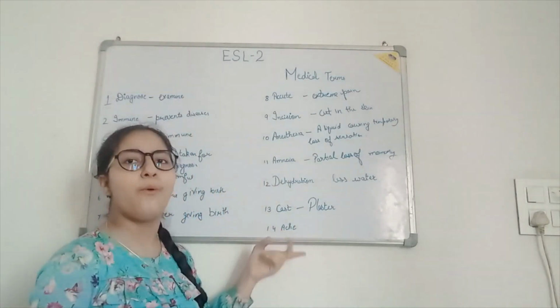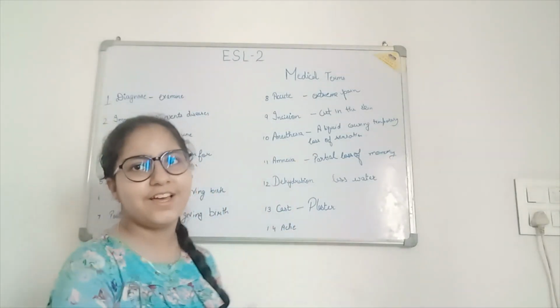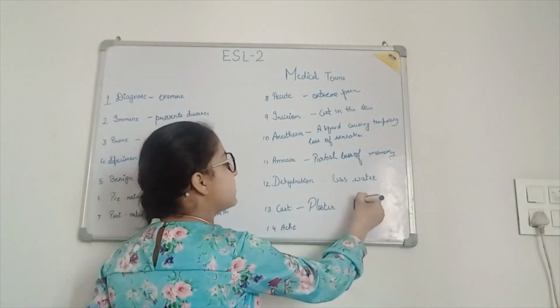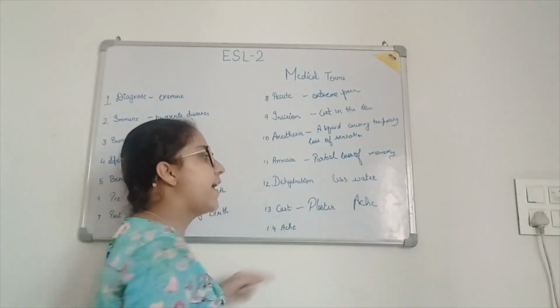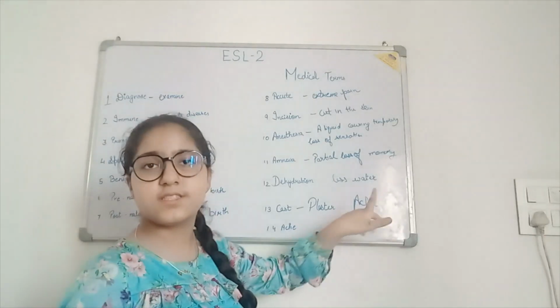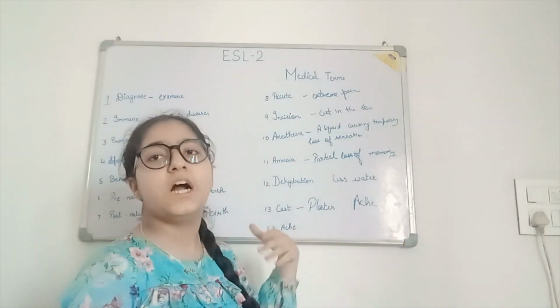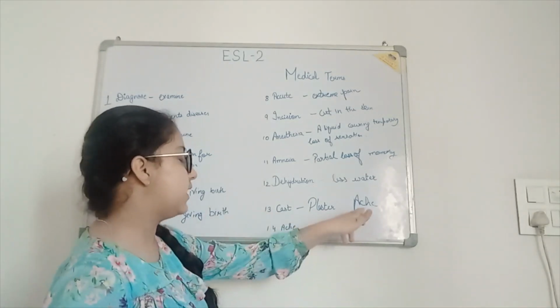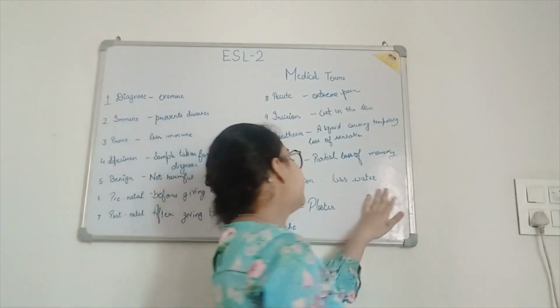And the last one, very common, is ache. Ache. Let me explain this. It is spelled A-C-H-E. Some people pronounce it wrongly, but it's not like that. It's ache. The CH is silent-like, pronounced as K.